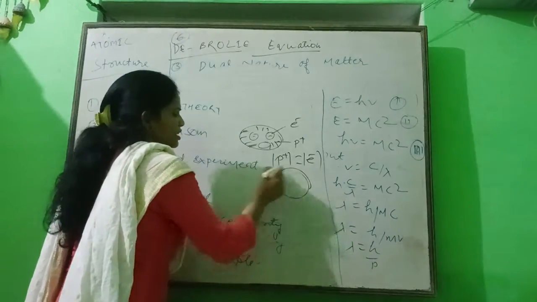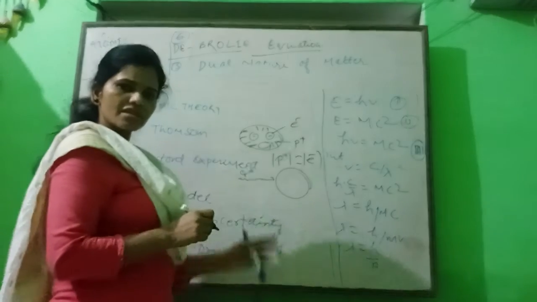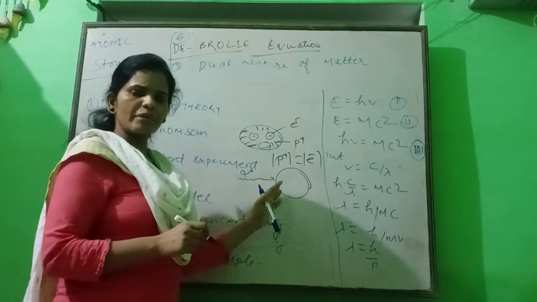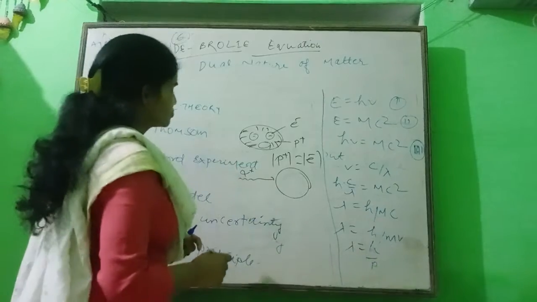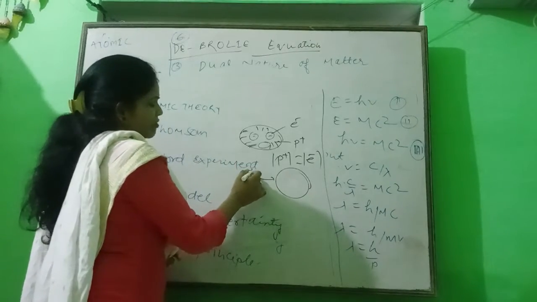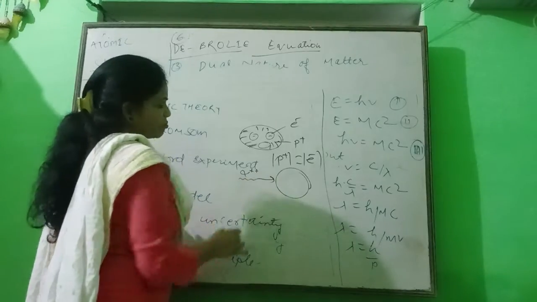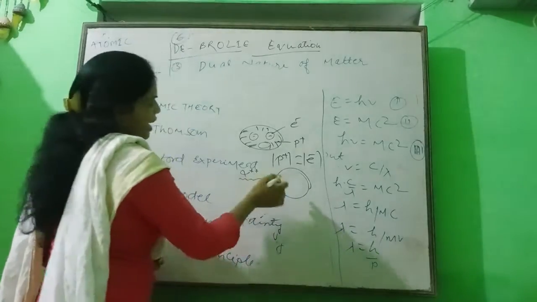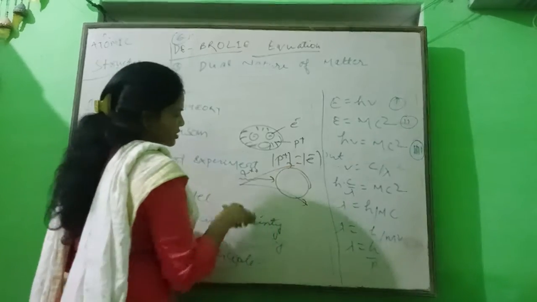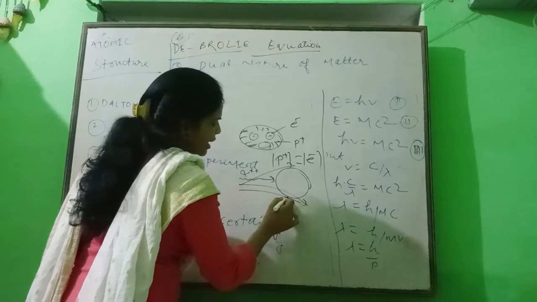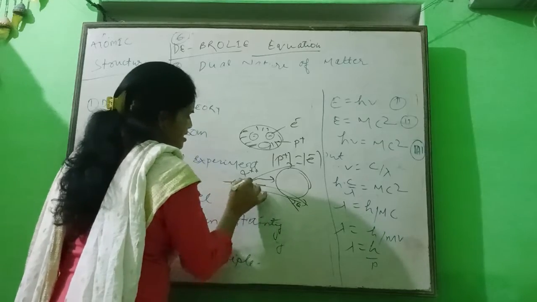In his experiment, atoms were bombarded by alpha particles, because the penetration power of the alpha particle is very high. Alpha particles are radioactive rays with a +2 charge, which were bombarded on the atom. Some rays got deflected like this, some rays deflected with an angle, but some rays retraced their path.